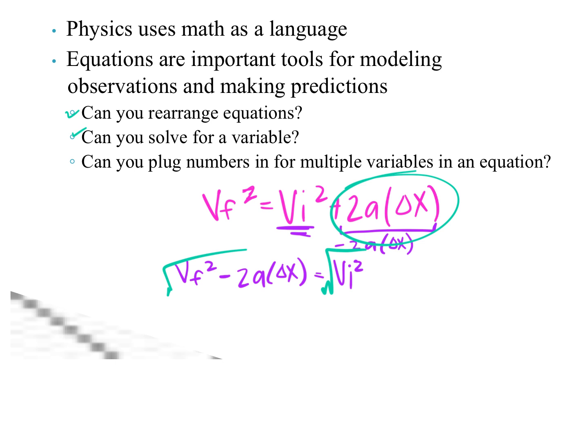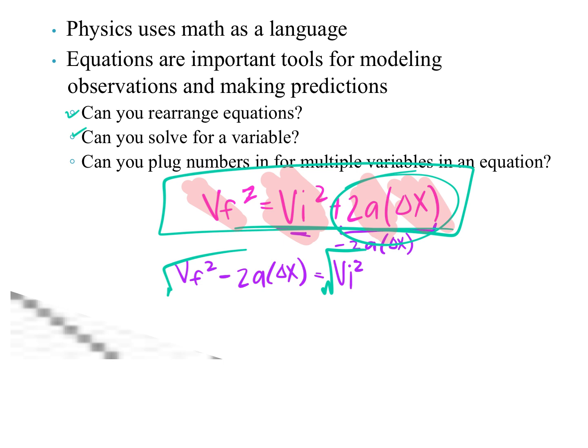Can you plug in numbers for multiple variables in an equation? So like this equation I showed you here, we have 1, 2, 3, 4 different variables. Do you know what I mean when I say the word variable? Right? It's a letter that represents some value. And so VF stands for final velocity, VI for initial velocity. A, any guesses? Acceleration, and X stands for distance or displacement.